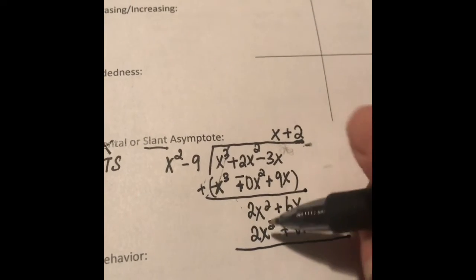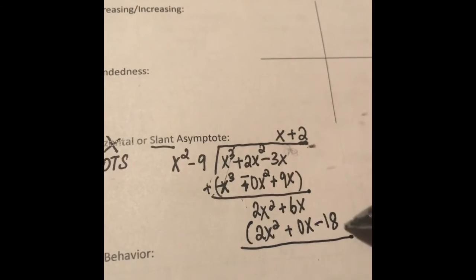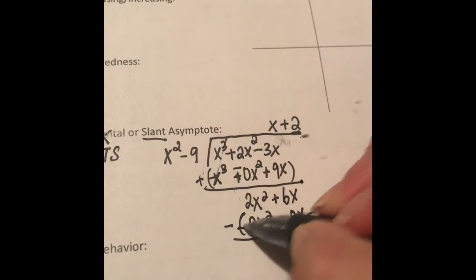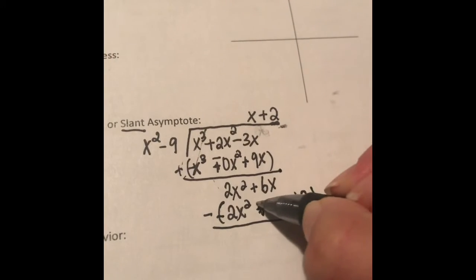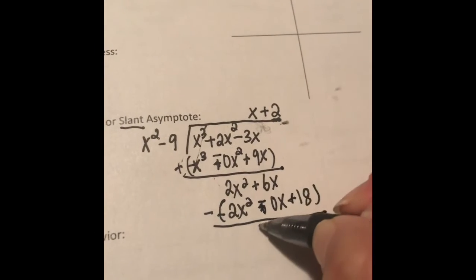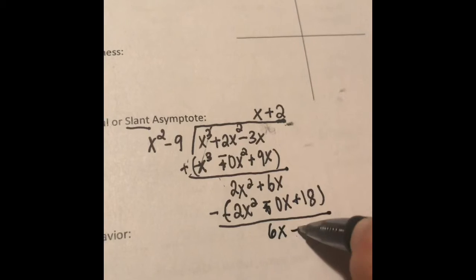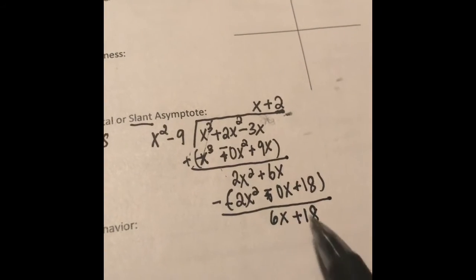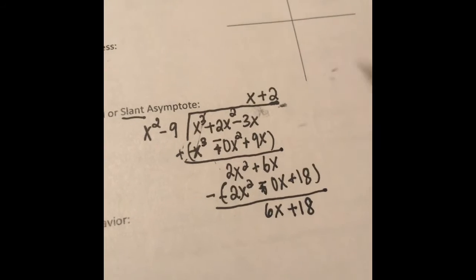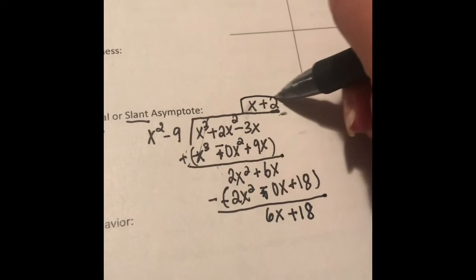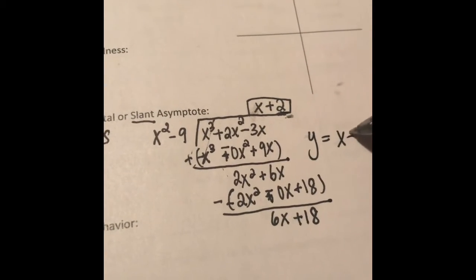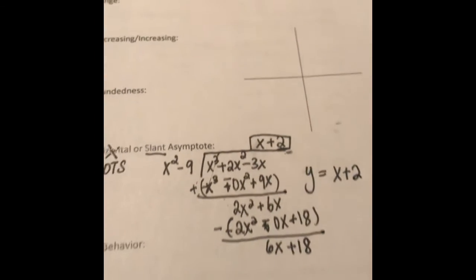We then combine like terms by, first of all, subtracting. Remember, I distribute the negative. This turns into negative, and that turns into plus. So it looks like it's going to be 6x plus 18. Now, I really don't care about this piece. This is the remainder. What I really care about is this piece right here, because our slant asymptote would then be y equals x plus 2. All right, so we have the slant asymptote.